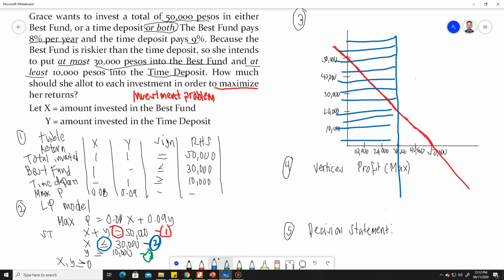Okay, so we have the third equation. So y equals 10,000. Ito yung 10,000. So we project a horizontal line. And then take note of the sign that is greater than or equal. So we shade above the line. Okay, above the line.